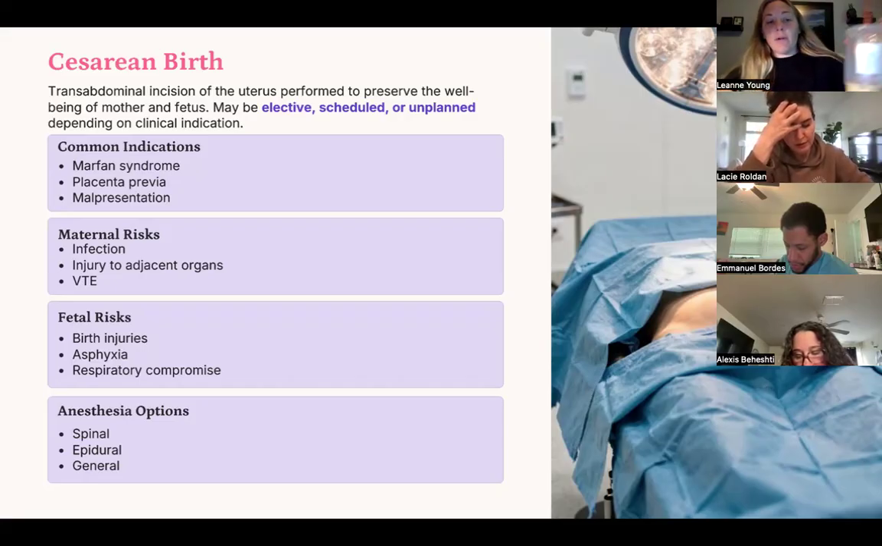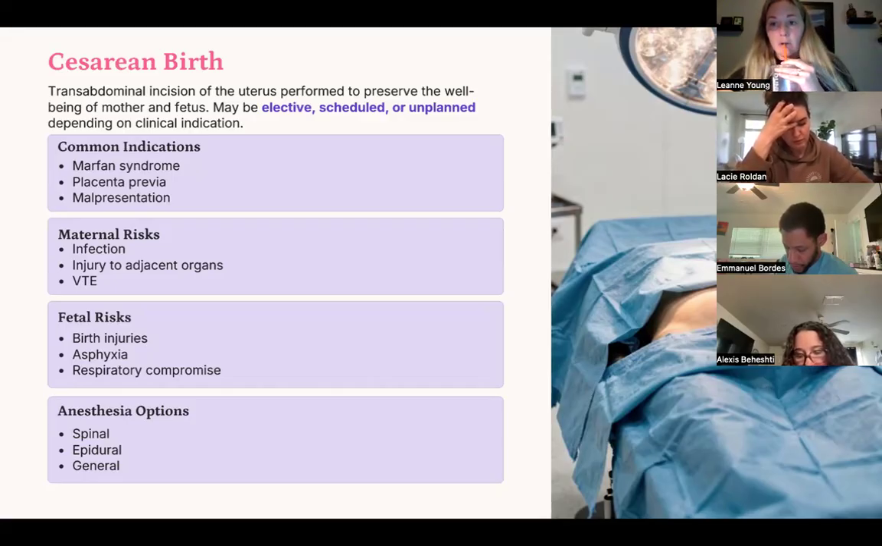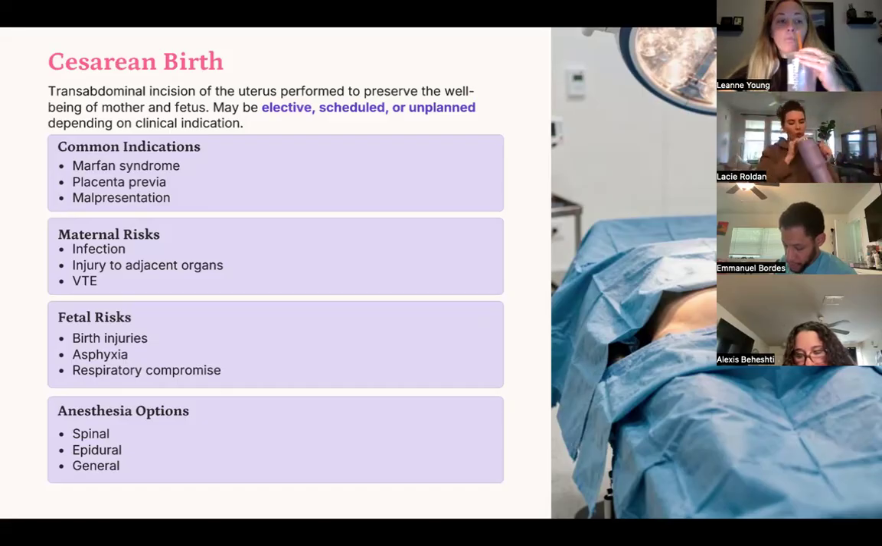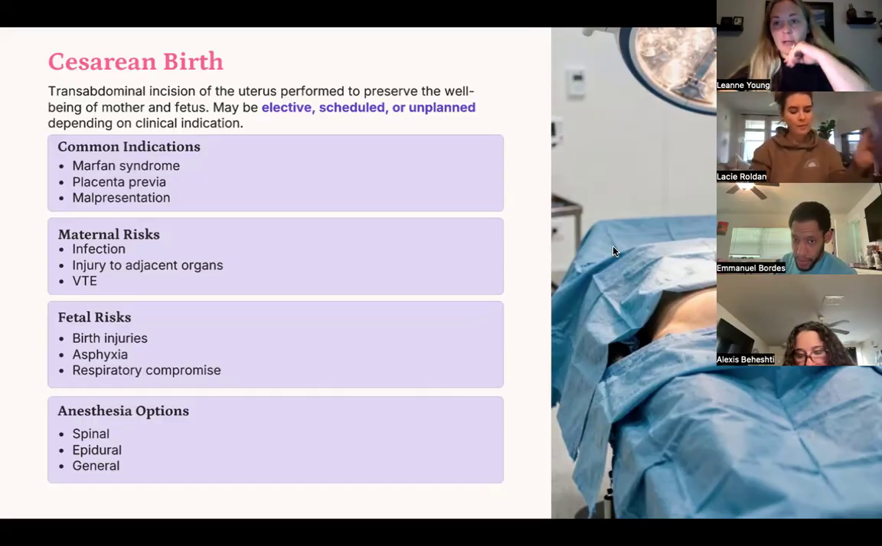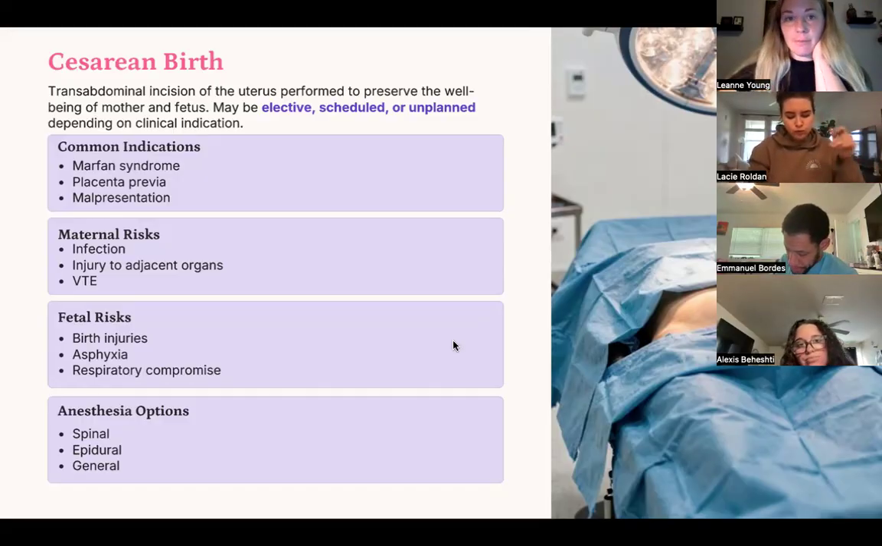Cesarean births can be performed electively, but that is at the discretion of the OBGYN. So if a mom asks for a C-section rather than trying to go into labor and have a vaginal delivery, that is something that can be discussed between her and her provider. All right. Which I have seen, and it's per patient discretion.